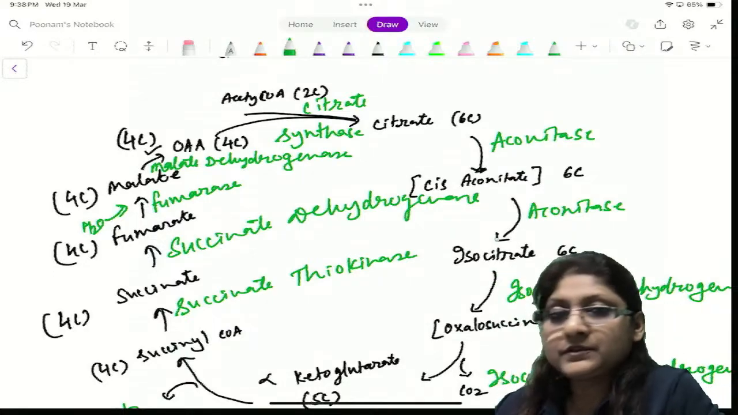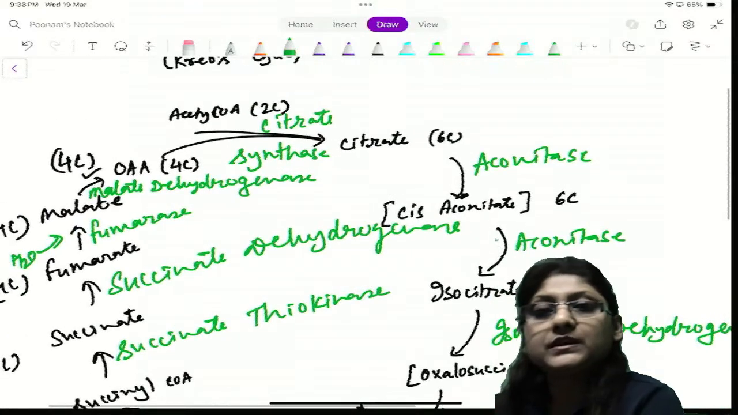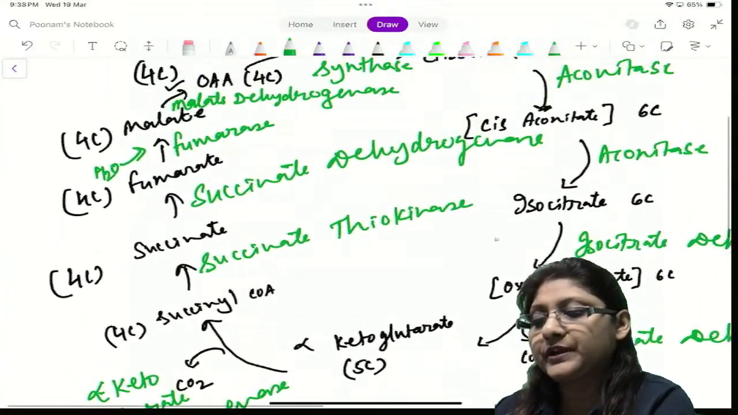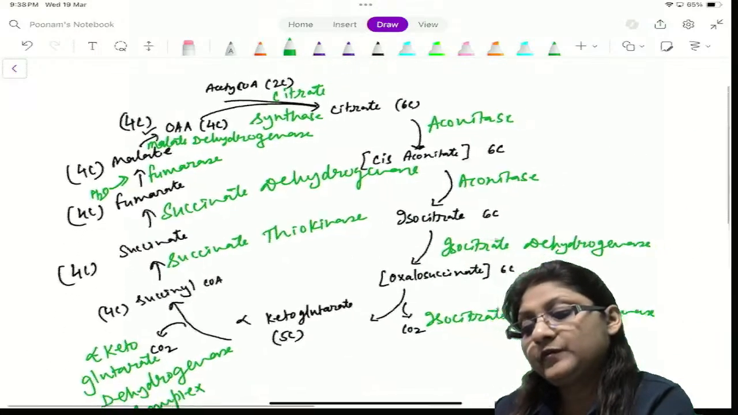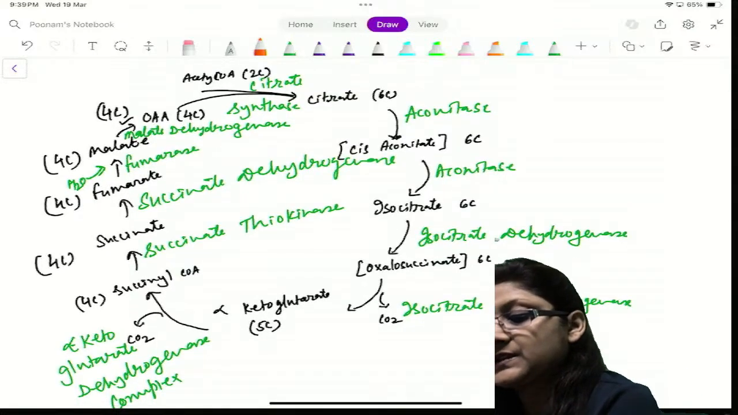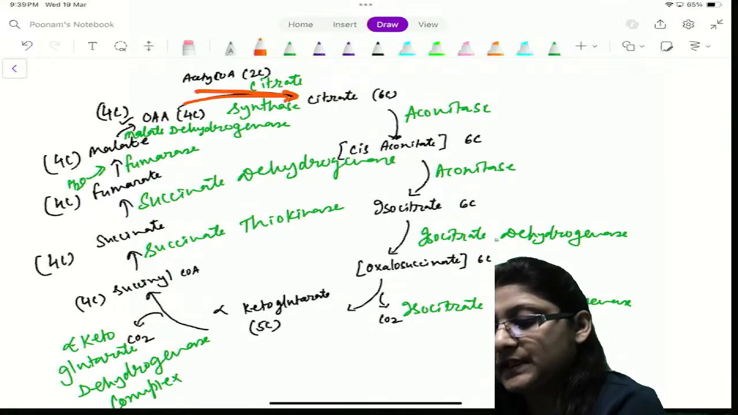So citrate synthase, aconitase, you need to remember all of them. Citrate synthase, aconitase, isocitrate dehydrogenase, alpha ketoglutarate dehydrogenase, succinate thiokinase, succinate dehydrogenase, fumarase, malate dehydrogenase. You have so many enzymes. And out of these various reactions in the TCA cycle, you must know only 2 reactions are single direction.